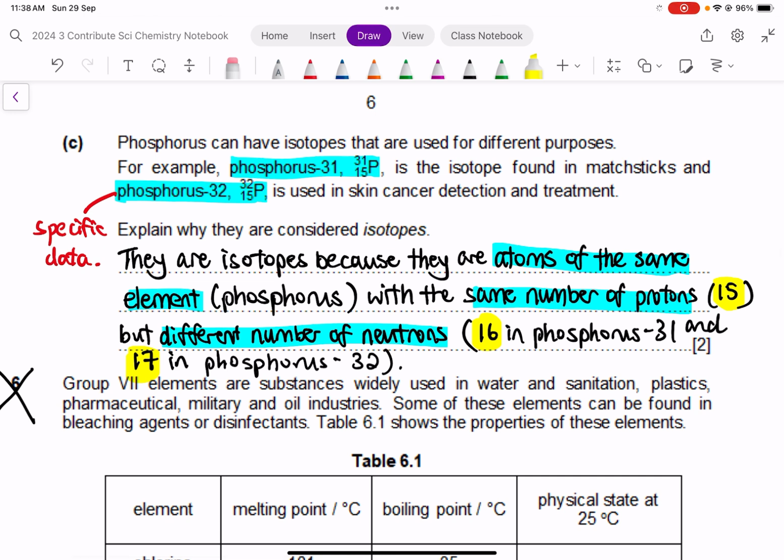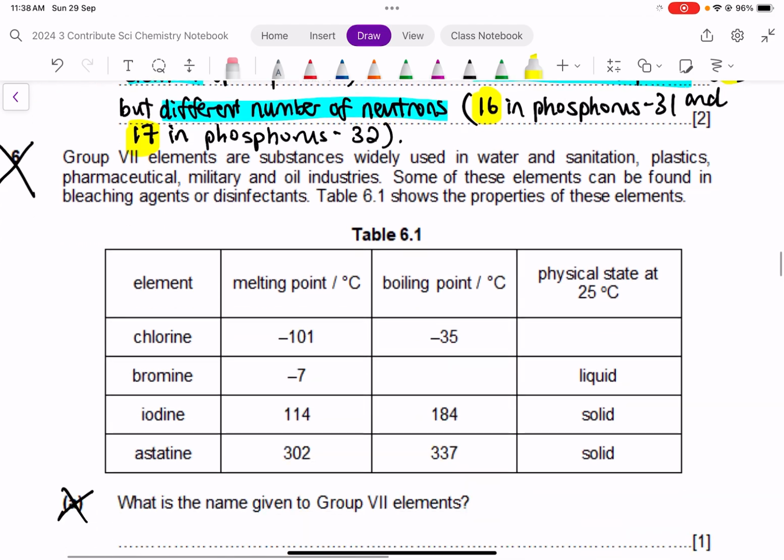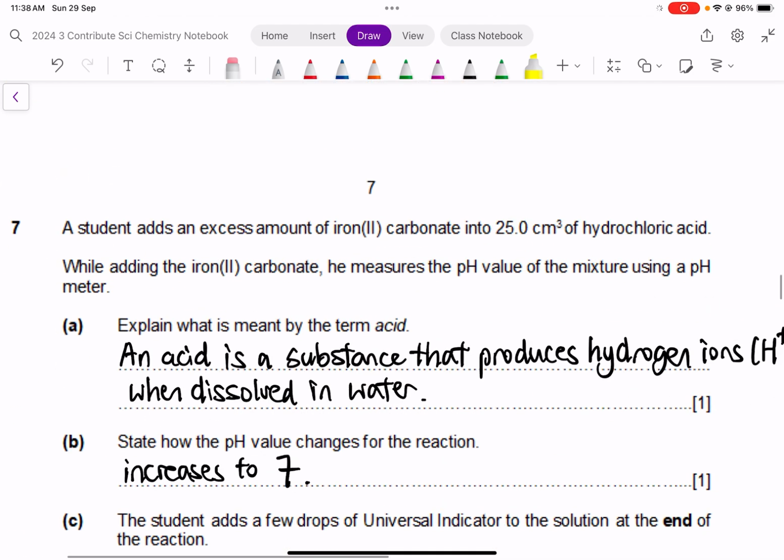Now we shall skip question 6. Question 6 is on group 17, which will not be tested for the end of year exam for 2024. So we will skip question 6, and we will proceed to question 7.